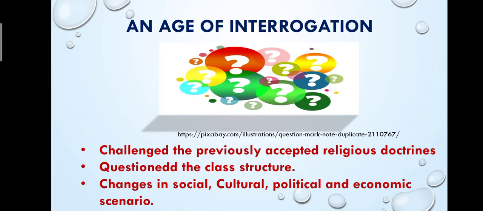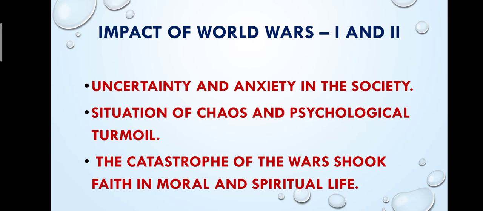The writers of this age portray the interrogative habits of this generation. For example, the works of George Bernard Shaw openly challenge the ruling authority as well as the superstitious religious beliefs of the previous era. Now, coming on to the next important feature of modern poetry, it is the impact of World War I and II.